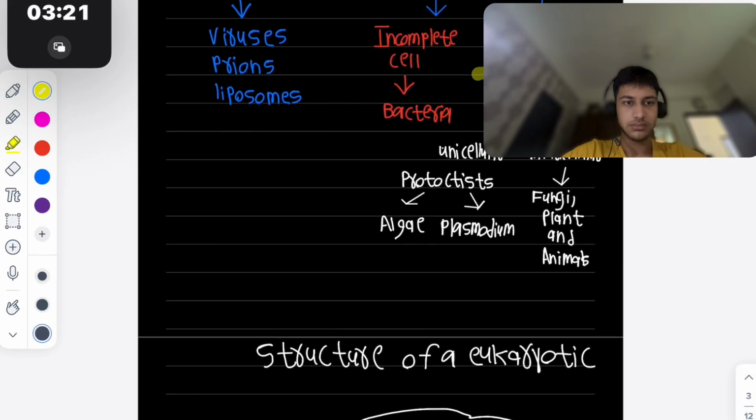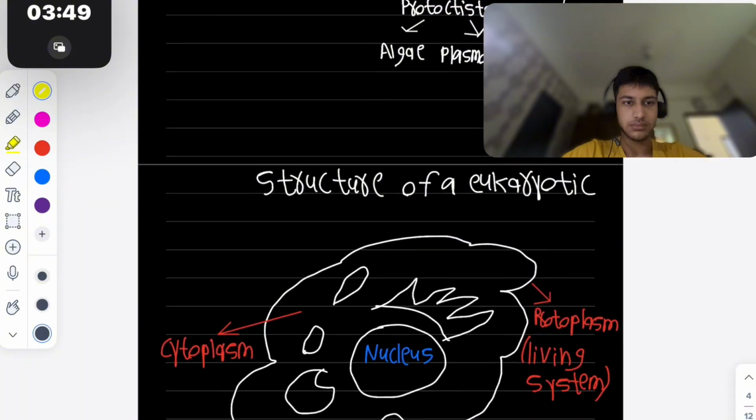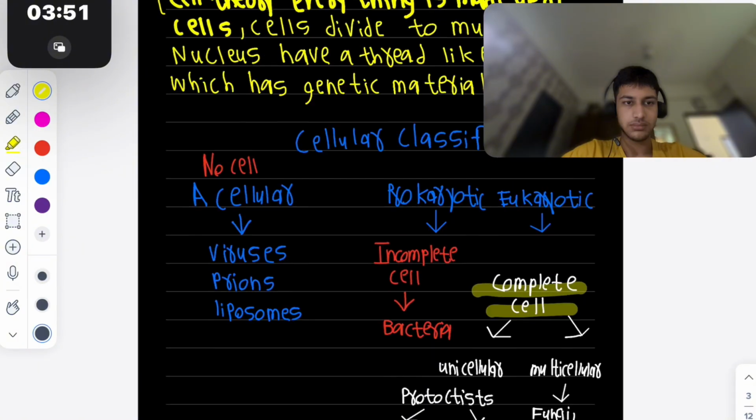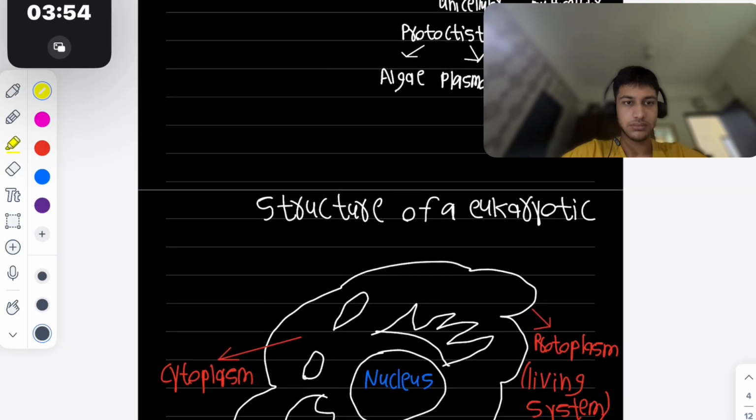Then the eukaryotic cell is divided into two parts. First is the unicellular, then is the multicellular. I hope you all know what that means. Unicellular means an organism which is made up of one cell only, which are algae, plasmodium. Then we have multicellular: fungi, plant, and animal. These are all made up of multiple cells. We humans are made up of multiple cells. Alright, so this comes to an end. This was a small, brief cells introduction.